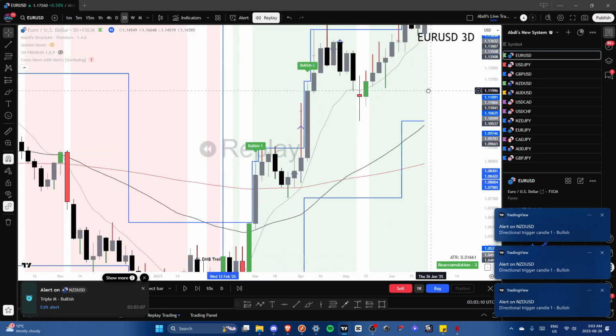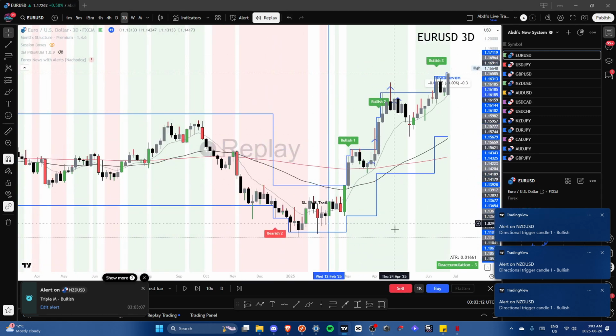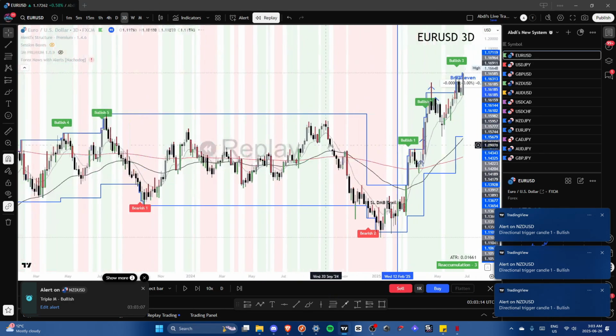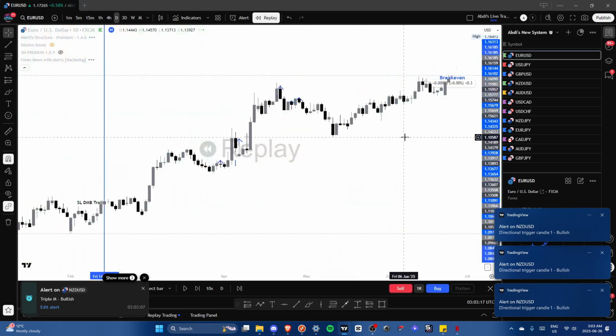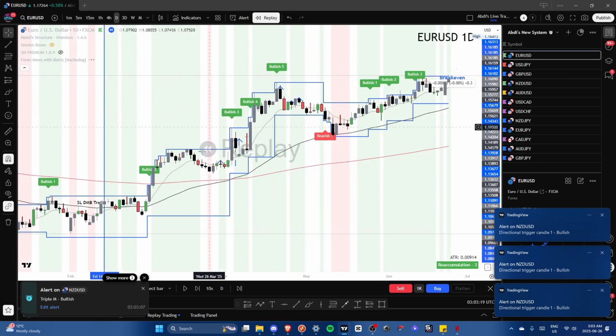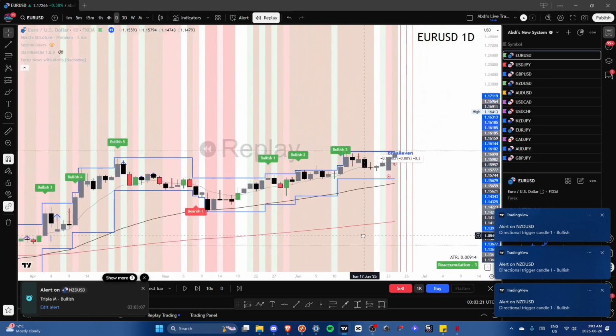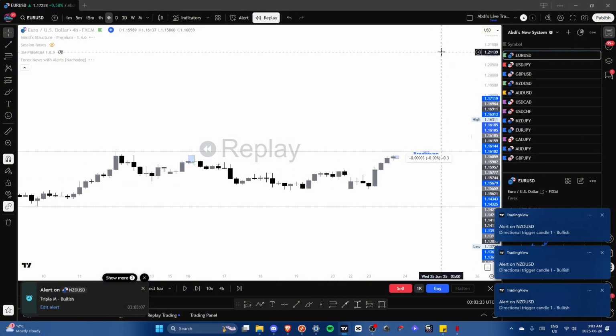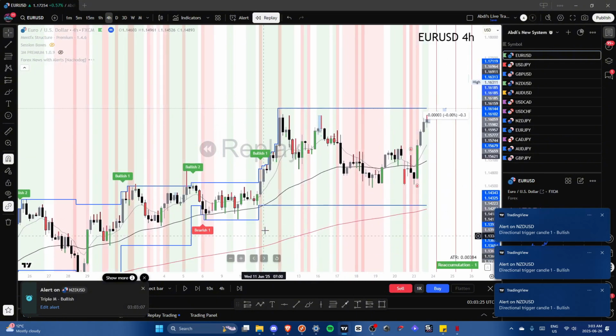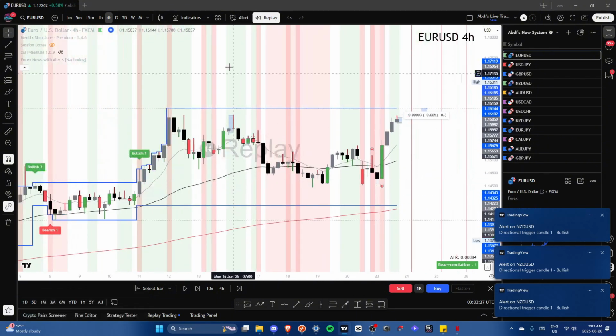So right here with this 3-day, we saw that this was in a bullish context. It was in a reaccumulation model. On the daily, we're coming down onto it, and we're seeing that it was in a reaccumulation model as well. We're coming down onto the 4-hour. As we're looking at the 4-hour, we see here that it is in an accumulation model.